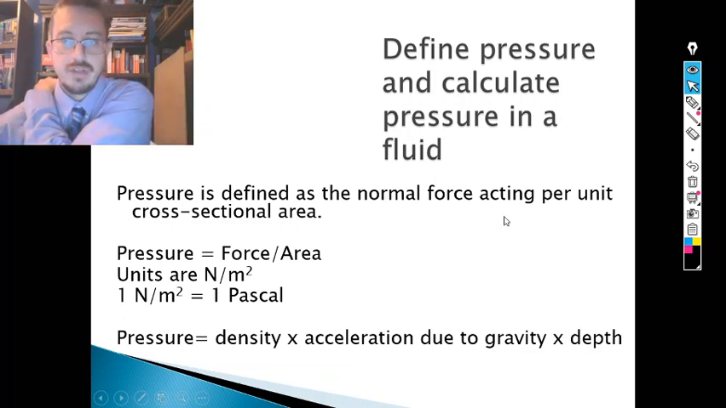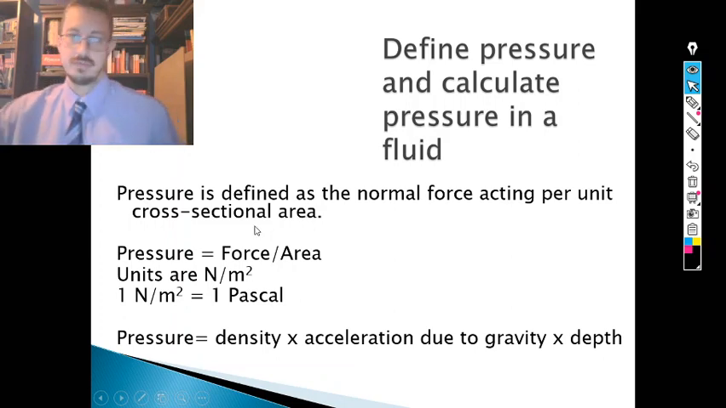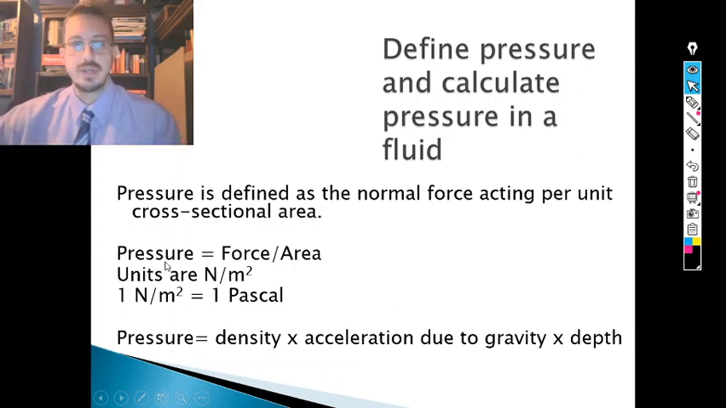Pressure is defined as the normal force acting per unit cross-sectional area. And here are some really good textbook definitions. Pressure is force per area, as we mentioned, and its units are newtons of force per meter squared of area. So 1 newton per meter squared is 1 pascal of pressure. And remember this equation: pressure equals density times acceleration due to gravity times depth or height or thickness, whatever you want to call that third dimension.